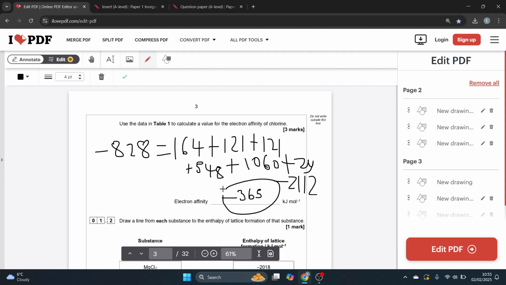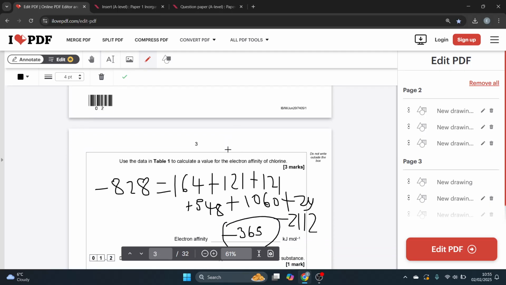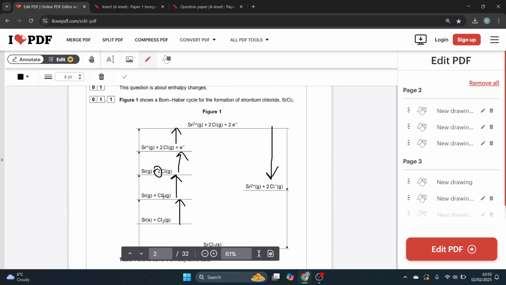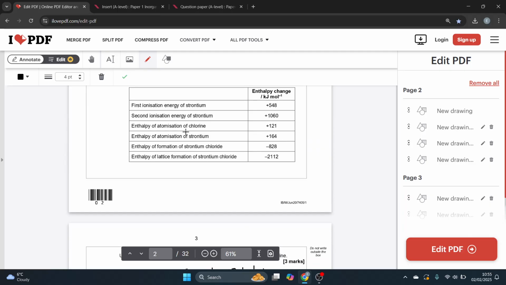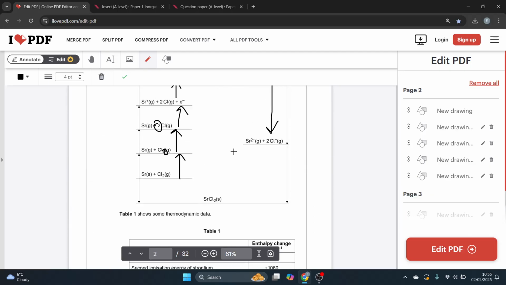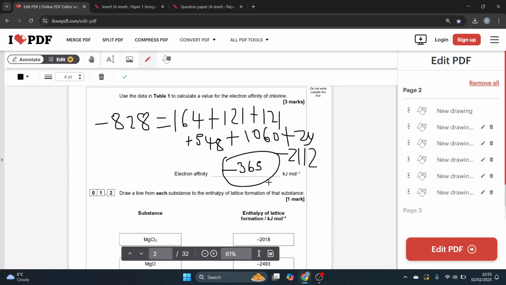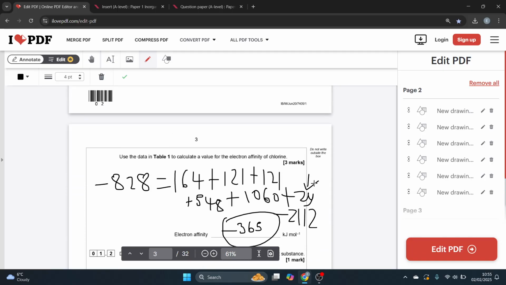I think the difficult part of this is understanding that for chlorine, because I've got two chlorines, the enthalpy of atomization of chlorine is going to be 121 times 2, and also the electron affinity of chlorine, since I've got two chlorines, is going to be 2, so therefore it's 2y.